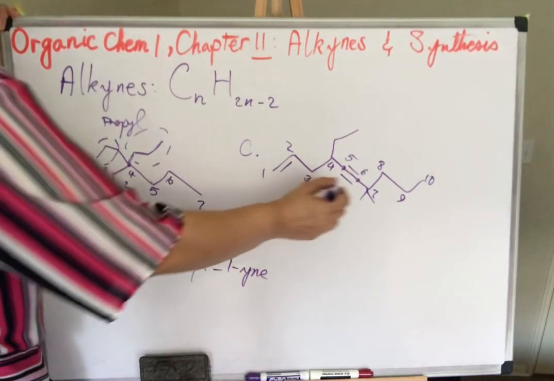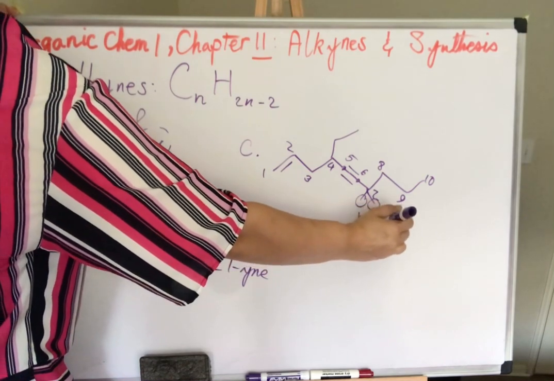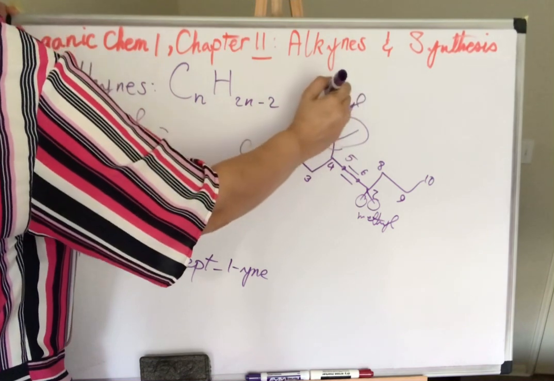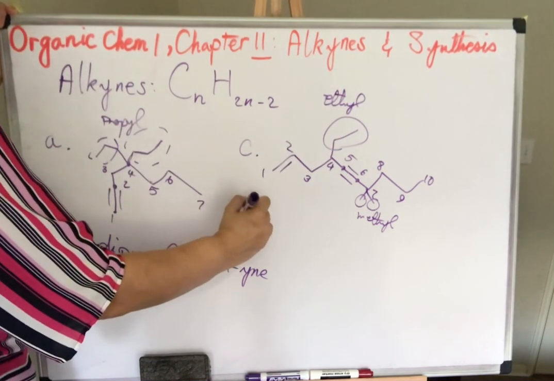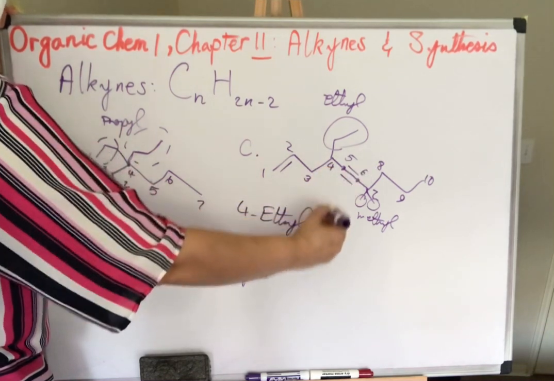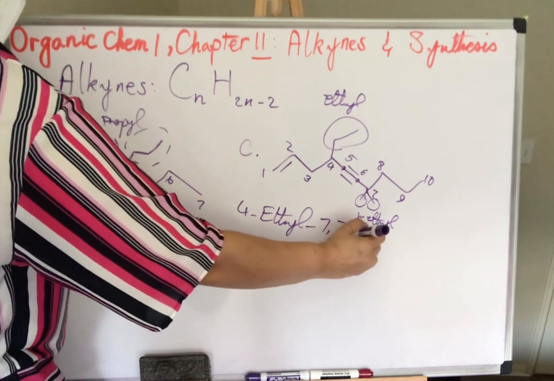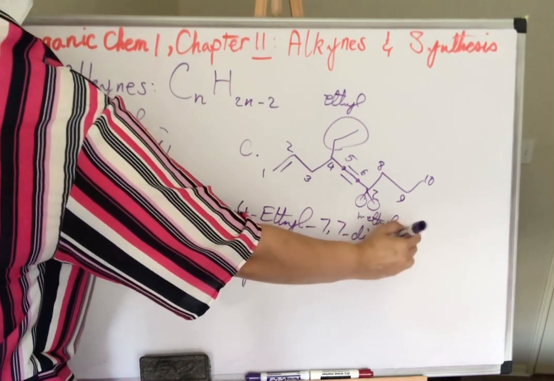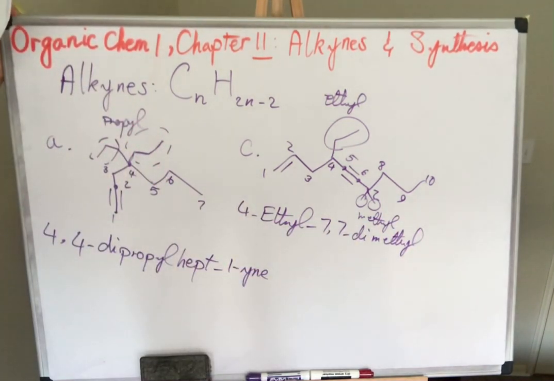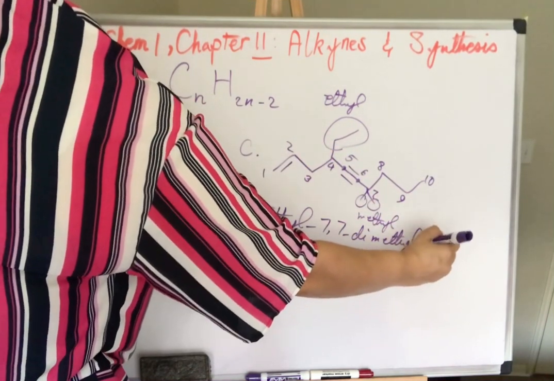So, what are the branches? We have 2 methyl groups here. And we have an ethyl group here. So which one comes alphabetically first? Ethyl, of course. 4 ethyl. How many methyl groups do you have? 2. On what? On 7. So it's 7 and 7 dimethyl. Right? Dimethyl. Now, how many carbons we have? 10. So dec.